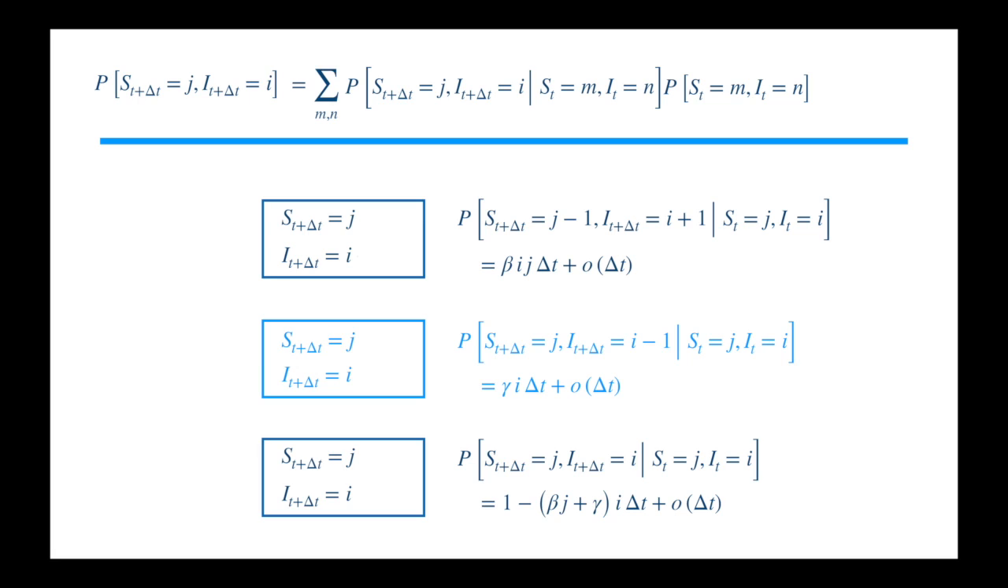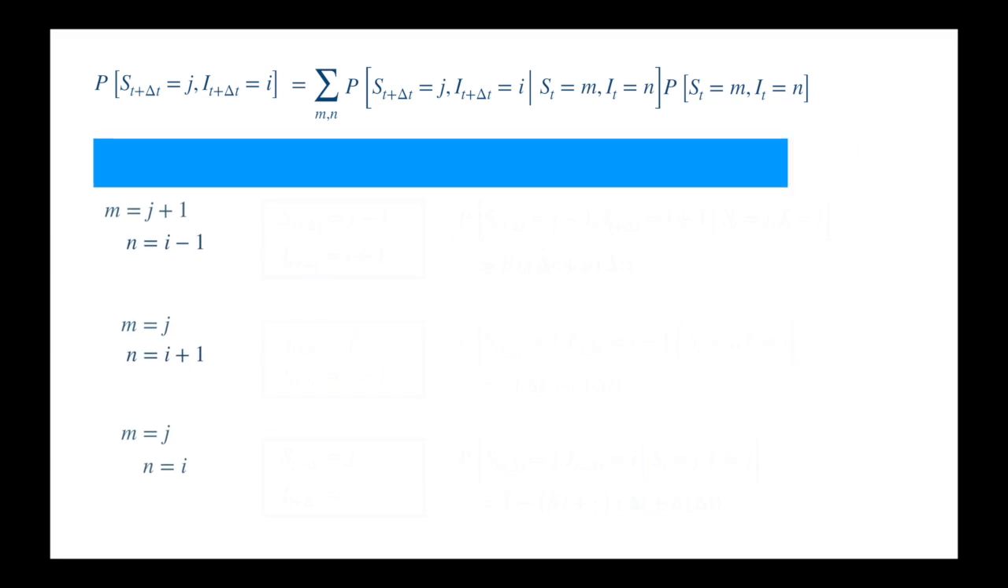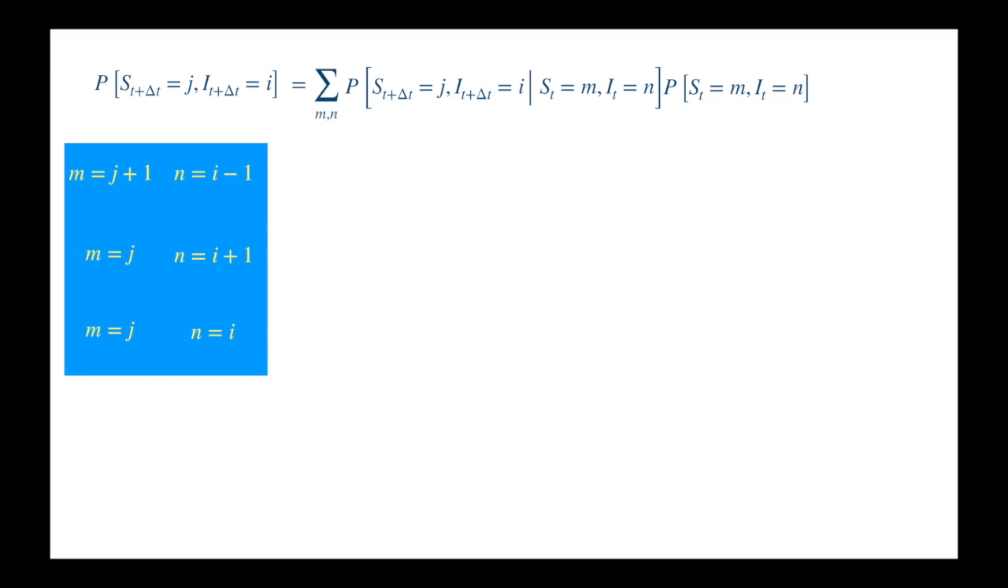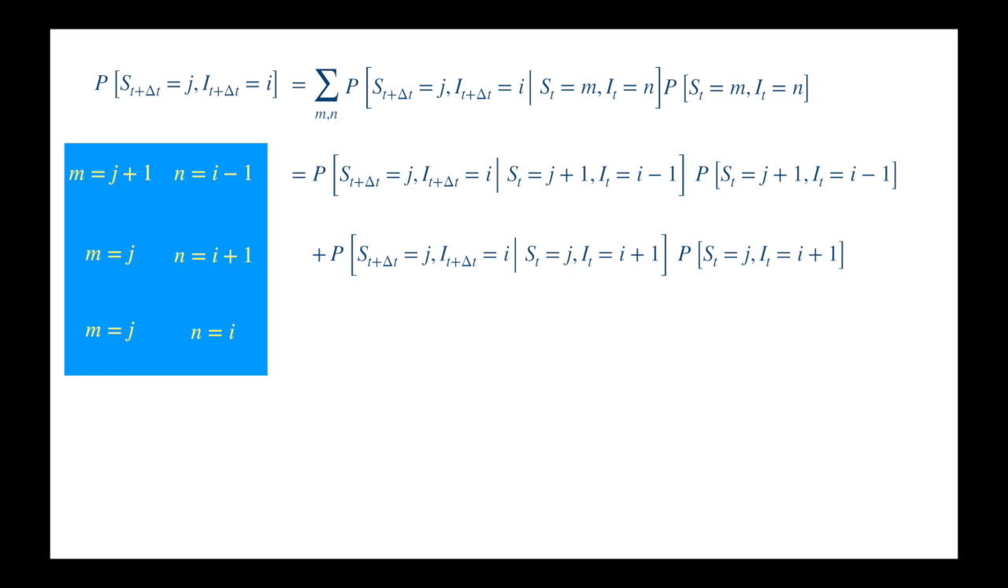So the number of susceptibles at the previous observation would have been one higher and the number of infectives one lower. The second node represents recovery, so it means the number of susceptibles won't have changed and the number of infectives would have been one higher, and the last node stays the same. So in the Chapman-Kolmogorov, only 3 combinations contribute to the sum. So we substitute j plus 1 for m and I minus 1 for n, then j for m and I plus 1 for n, and then just replace m and n by j and I.